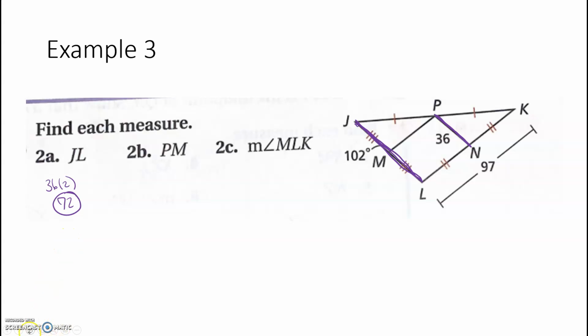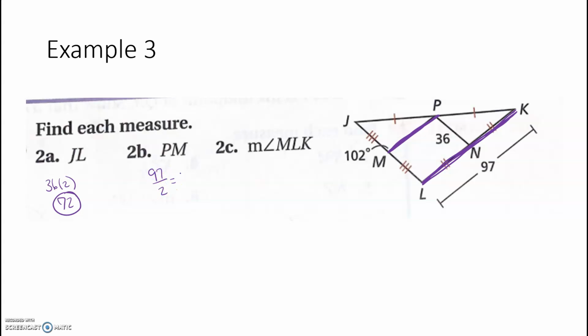And then I always go back and erase and treat it like a whole new problem. Sometimes you have to really highlight the stuff you're working on. Next one is PM. Well, that's a midsegment. I see the side of the triangle right here. There's the parallel side. So 97, half of that would equal my midsegment.